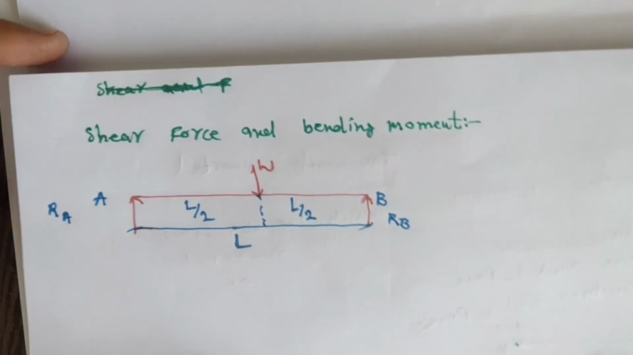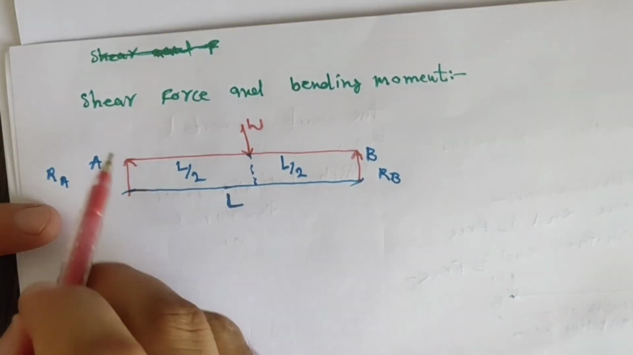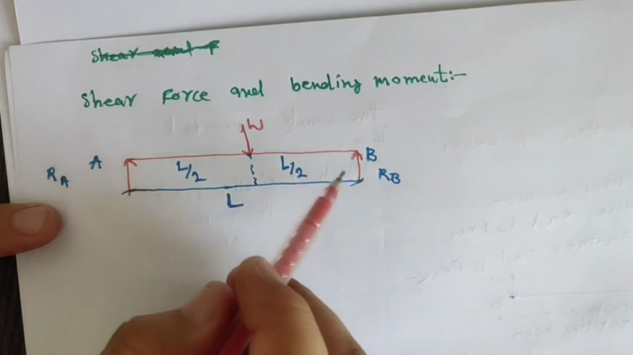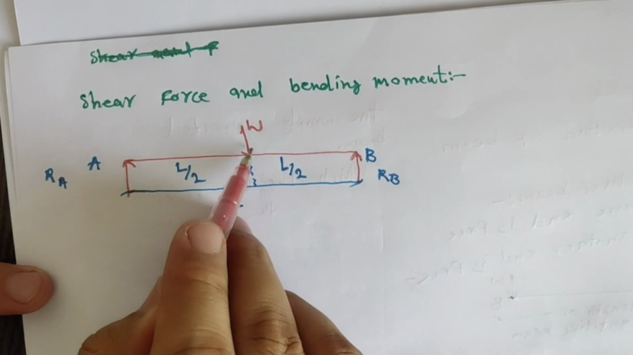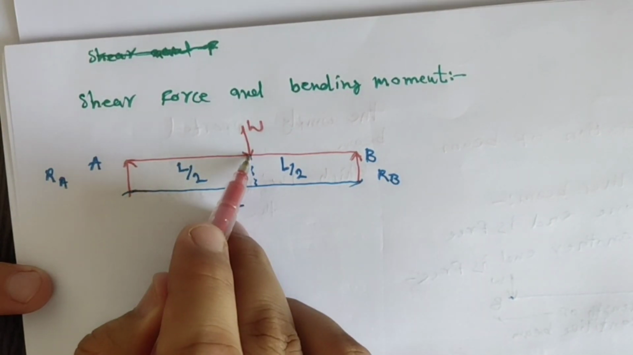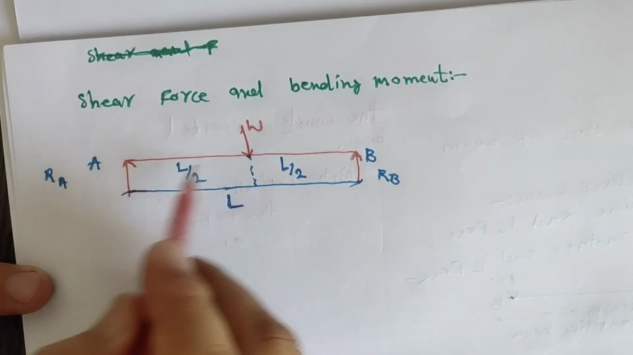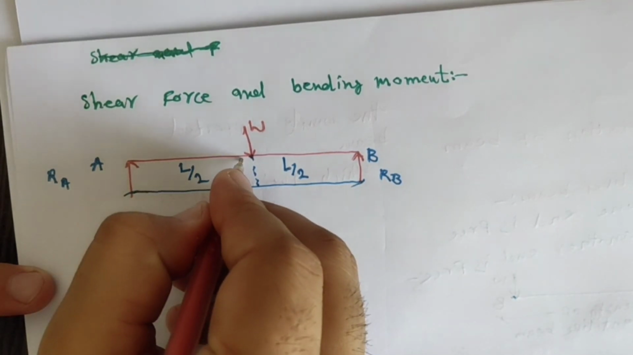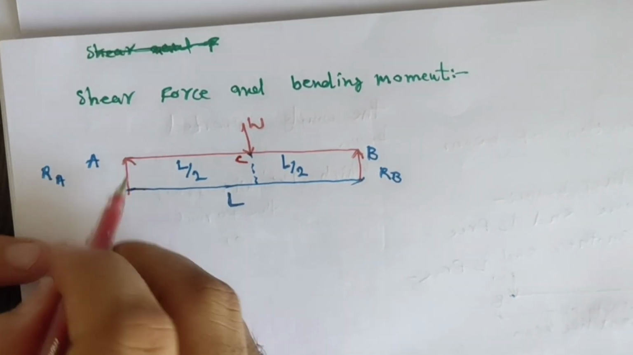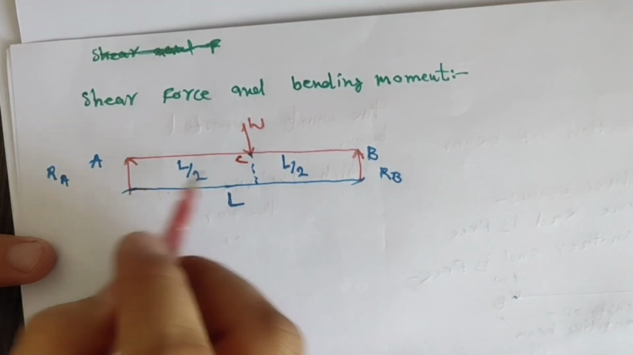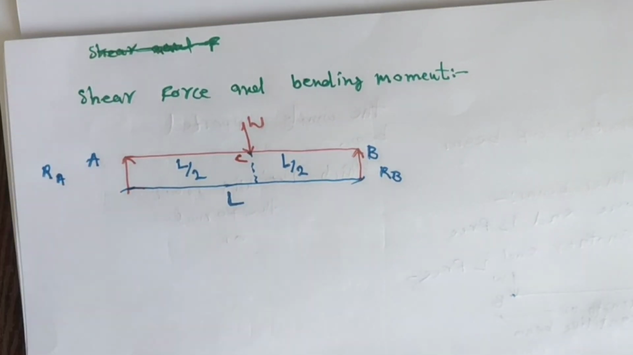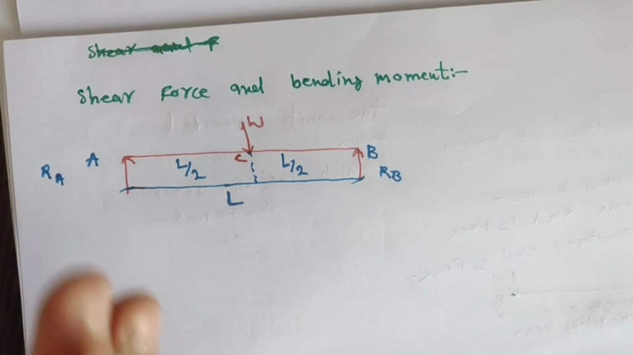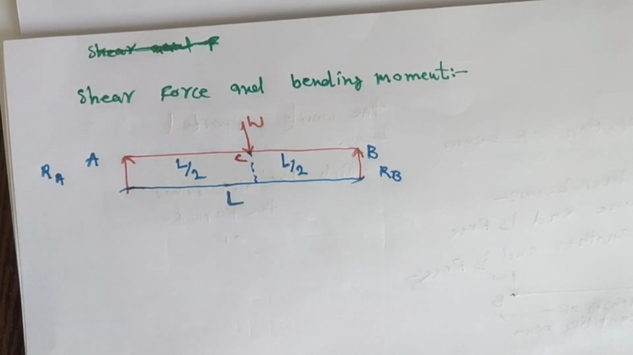We have this simply supported beam. AB is called a simply supported beam. The total length is L, in which the load is acting at the center point or midspan. A to C is L by 2, and C to B is also L by 2, because the load is acting at the center point, which divides the length by 2.